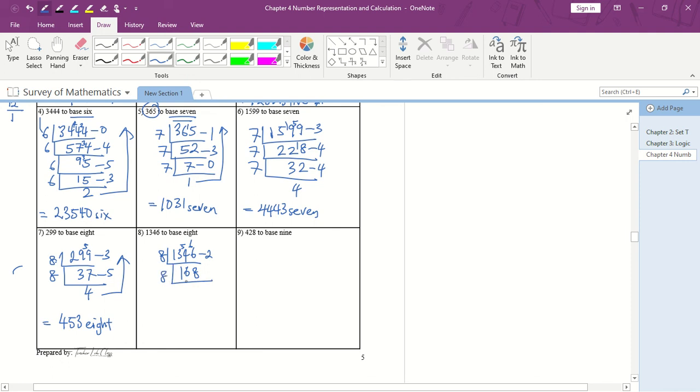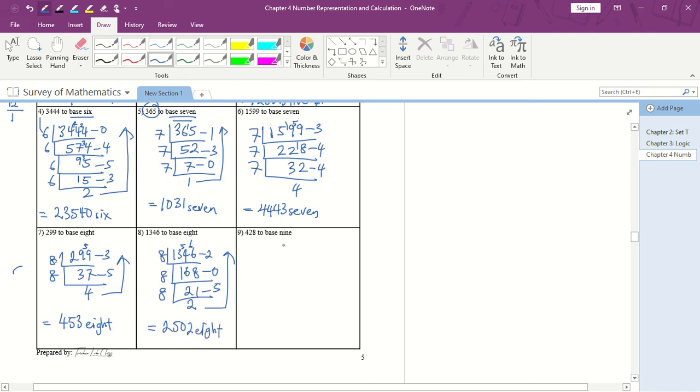And divided by 8, it will be 21. Then with no remainder. Divided by 8, 8 times 2 is 16. So 21 minus 16, it will be 5. Okay, now we stop here because this is smaller than 8. So the answer will be 2502 base 8.